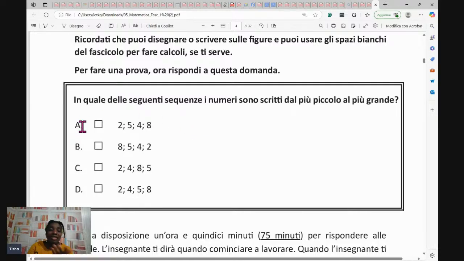Now, if we look at A, 2, 5, 4, 8, no, it is not in the correct order. Let's look at B, 8, 5, 4, 2. This is not the correct one because this is from the largest to the smallest. C, 2, 4, 8, 5. This is also not correct. And when we look at D, D starts from 2, 4, 5, and 8. So this is the correct answer.